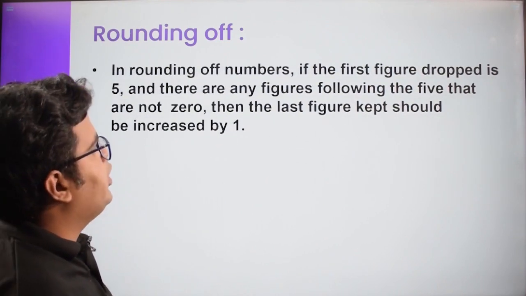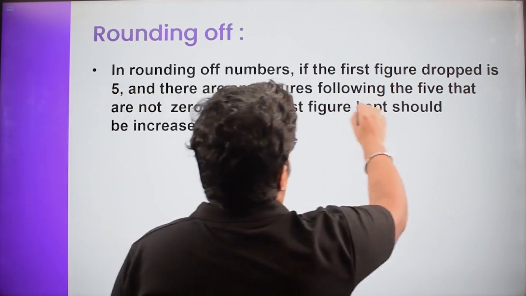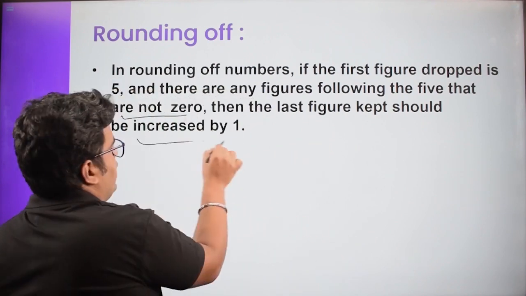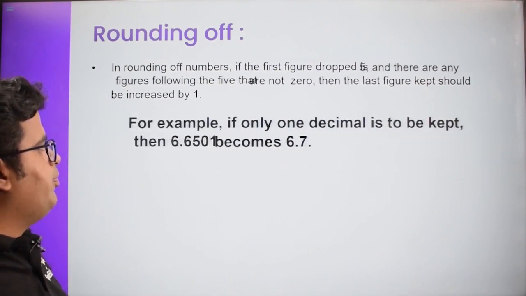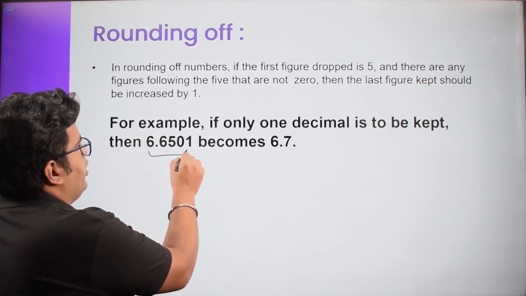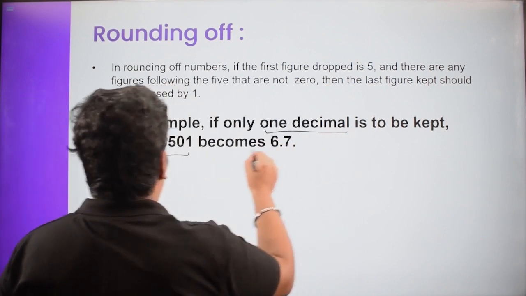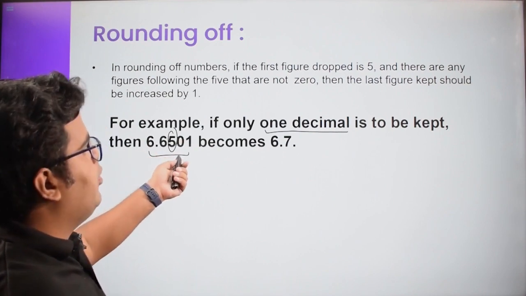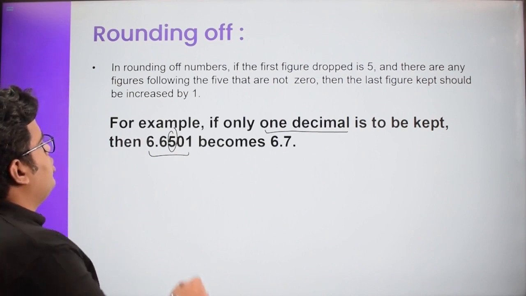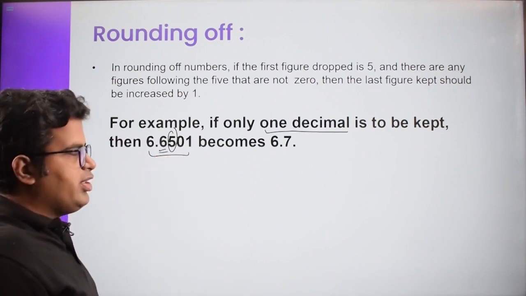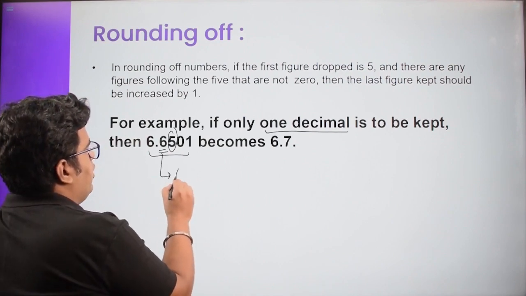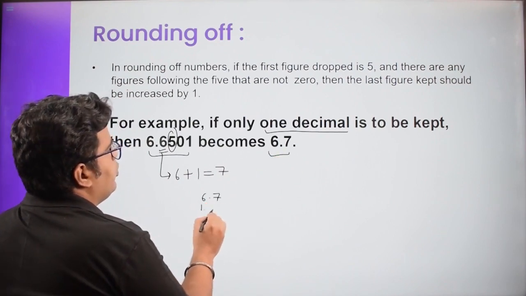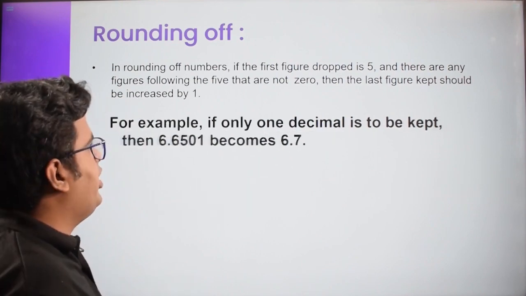Now we have, in rounding of a number, if the first figure dropped is 5, and there are any figures following the 5 that are not 0, then the last figure kept should be increased by 1. We'll understand by an example. See, we have 6.6501, right? And we want only 1 decimal. So this has to be your dropping number, right? Now the rule says that after that 5, the numbers are not 0. Then the last figure kept should be increased by 1. So that was the last figure, right? And this has to be increased by 1. So you add 6 with 1, and you'll have 7. So your answer would be 6.7, because you want 1 digit after the decimal, right? So that's an important rule.